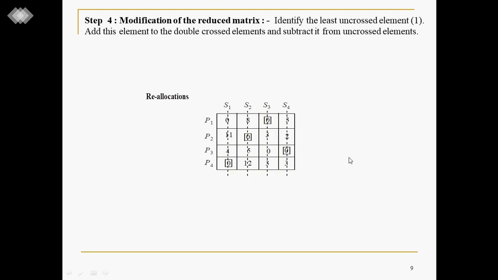After modifying the reduced matrix, you are seeing that number of allocations, that is 1, 2, 3, is equal to order of the matrix. Hence the solution is optimum. Number of allocations is equal to order of the matrix. So you have to give the allocations like this: P1 to S3, P2 to S2, P3 to S4, then finally P4 to S1. And if you want to know the cost, you have to go to the given matrix, you have to map.